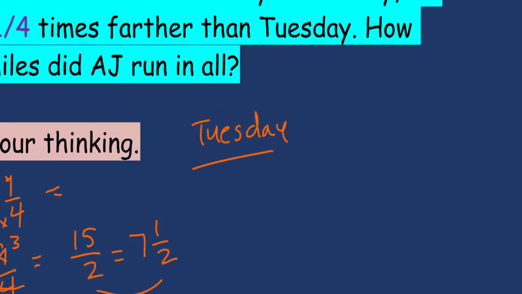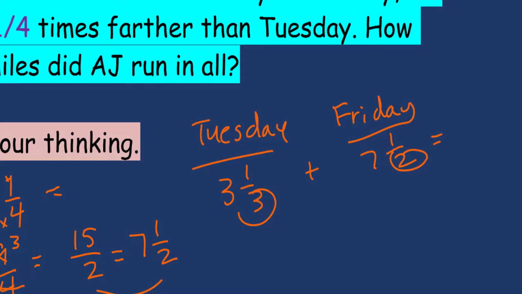He ran that 3 1/3. Now we need to add, because you see the key words up there, right? They say "in all." So we're adding Fridays. Now we know that's 7.5. Now we need to add these mixed numbers. I'm pretty sure we did this in 5th grade. We just need to find that common denominator. And that common denominator that they both have is 6.